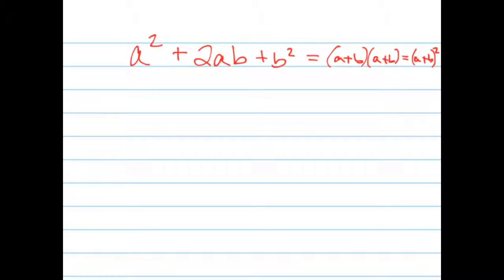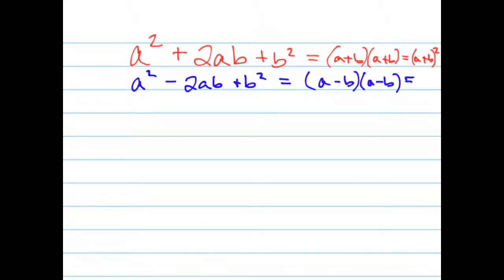Now the other form is just a little bit different. It's a squared minus 2ab plus b squared. Now notice that both the a squared and the b squared are positive. Only the middle term is negative. If that last term is negative, you got a whole different pattern that you got to figure out. And in this case, the only thing that changes is instead of being plus, it's minus. So the 2 is there for 2 times a and times b. Okay.